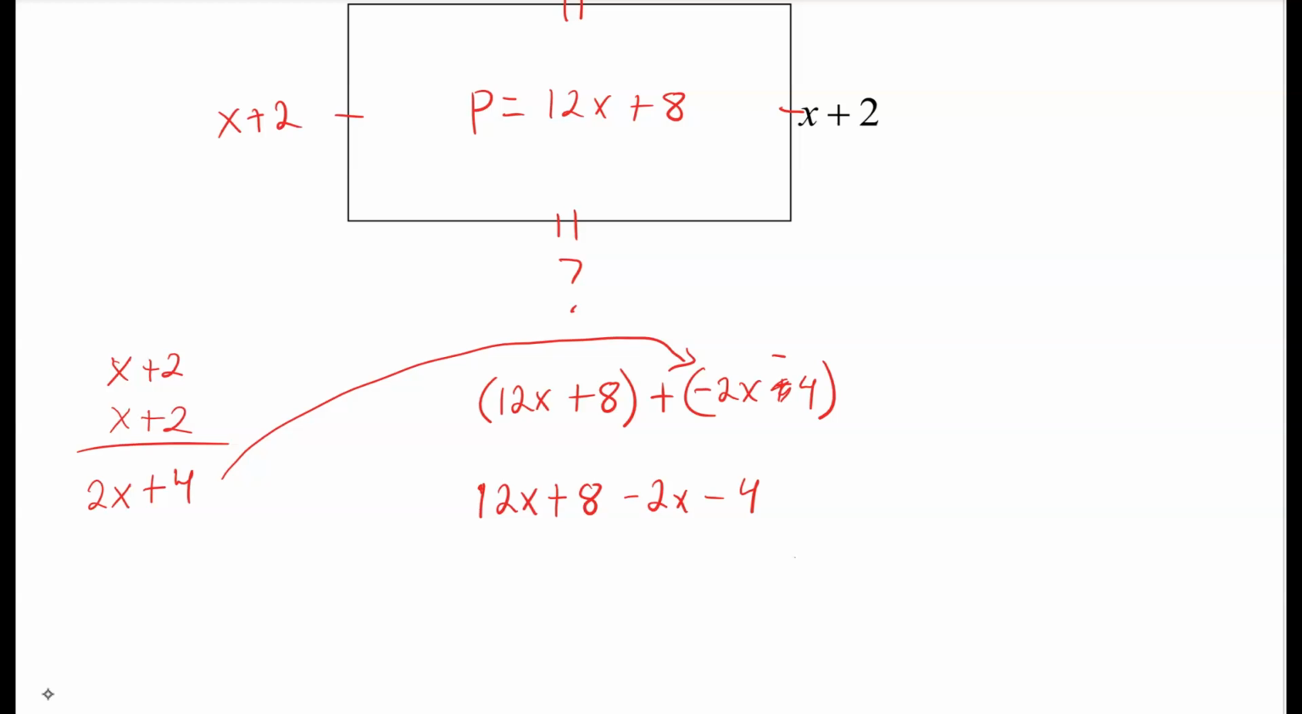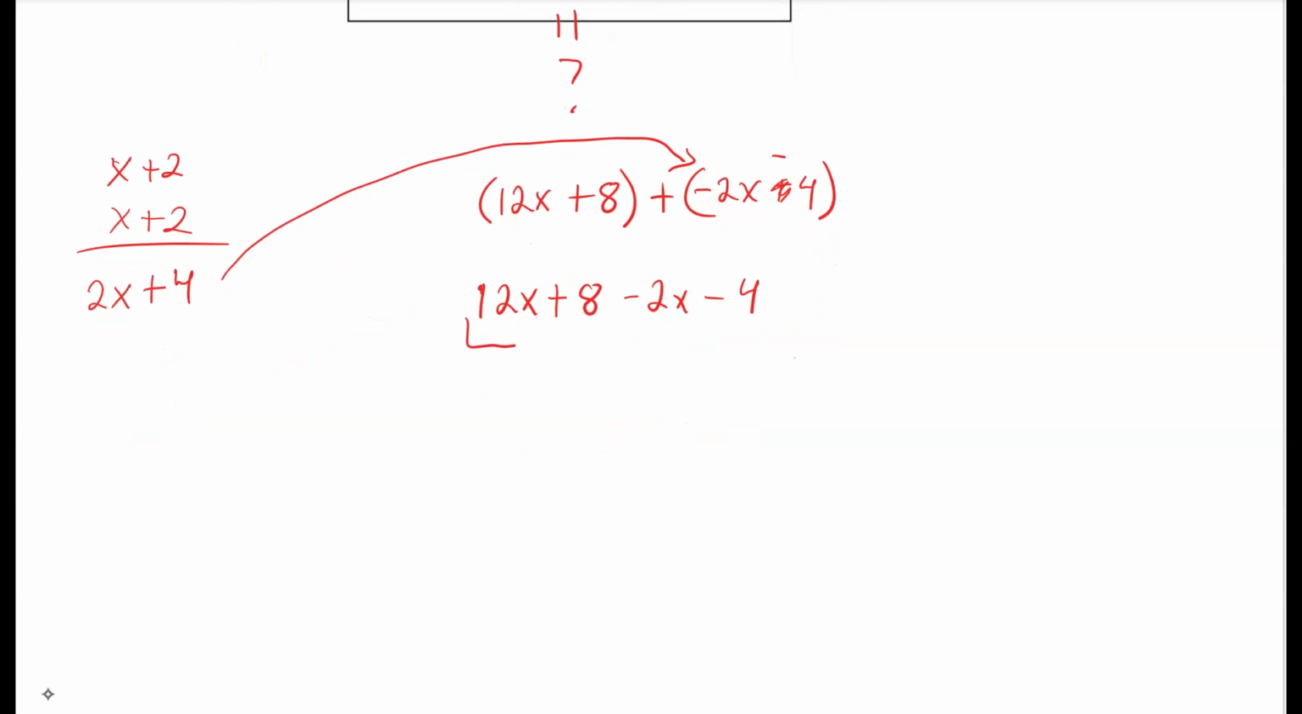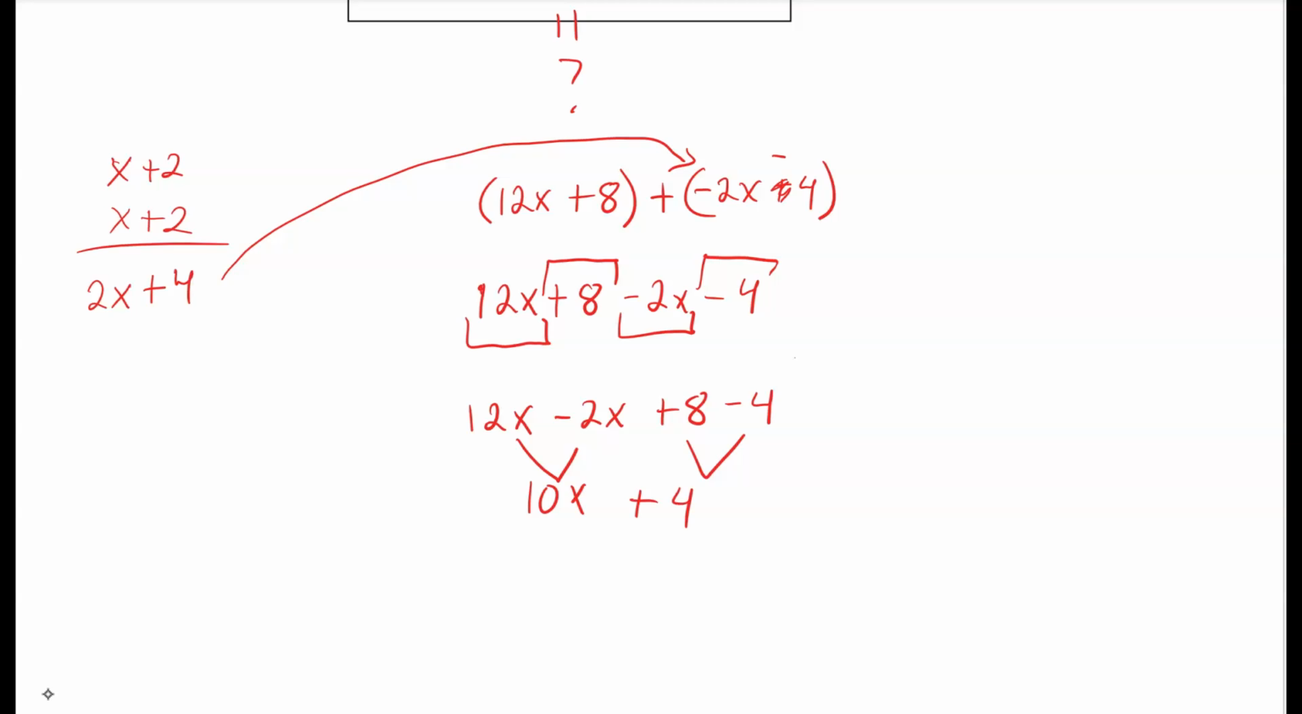You can choose to do this left to right or vertically. If I was doing it left to right, you want to group together your like terms. So we have 12x subtract 2x plus 8 subtract 4. 12x subtract 2x gives us 10x. And then we have positive 8 subtract 4, which gets us plus 4. That 10x plus 4 equals what the top and the bottom add together to be.